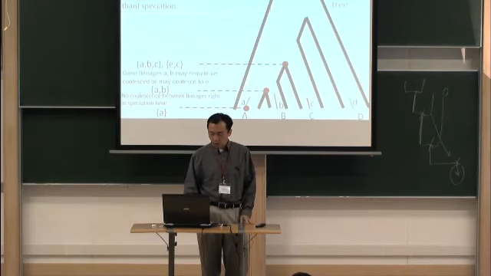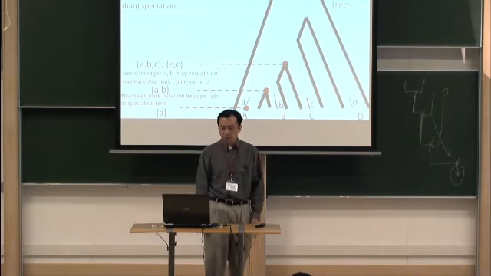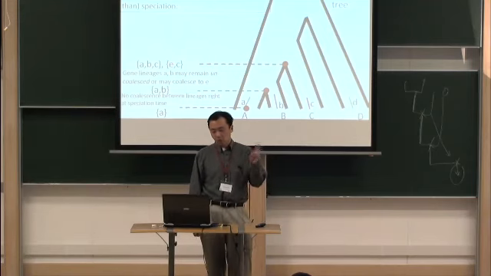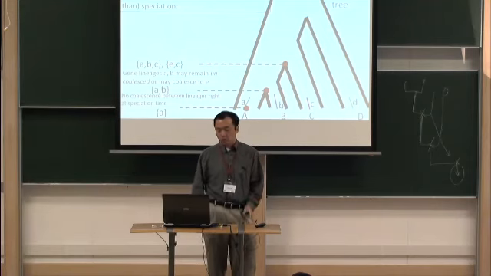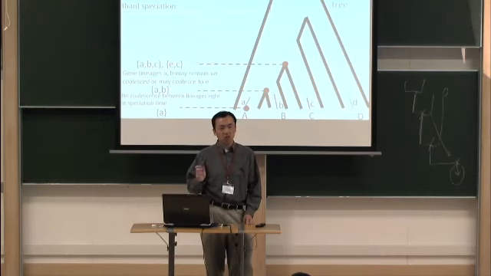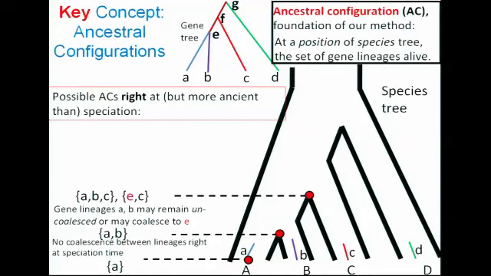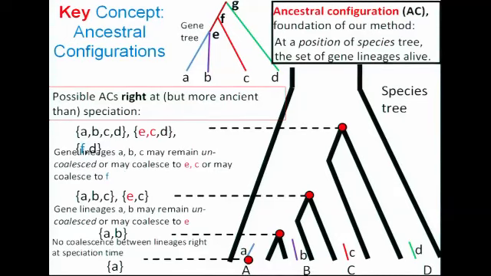But if you look at this point in time on the species tree, here we have two choices: A, B, C, and E, C. The reason we have E, C is because A and B may coalesce into lineage E within time T1. So we have two choices. And when we look at the root of the species tree, we have three choices: A, B, C, D; E, C, D; and F, D. That all depends on how many coalescent events occur along these branches.